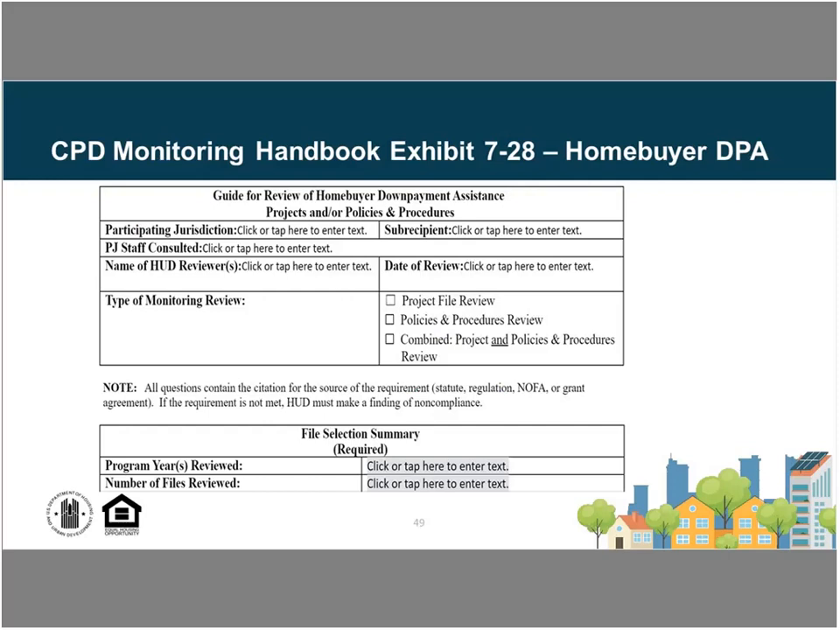But today's focus is on Exhibit 7-28, Homebuyer Down Payment Assistance. It does have 54 questions and 15 different topics. It is 33 pages long, so take a look if you're home before you click on the print button. So I'd wait till you're back in the office to print that one out.